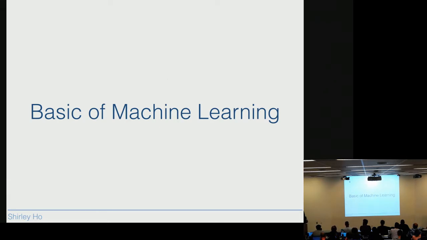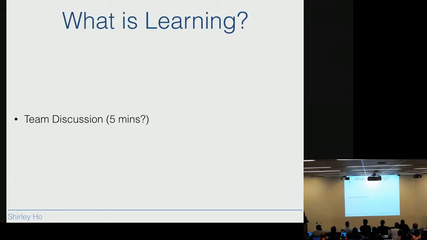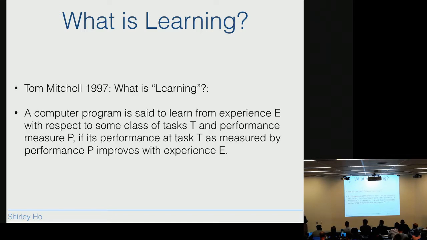So let's do some basics of machine learning. What is learning? We're not going to do the discussion because we don't have that much time. But what is learning? This is something you should ask yourself. What is machine learning? What's learning exactly? Tom Mitchell, who was the machine learning department chair at Carnegie Mellon until recently, asked the same question, and he defined it this way. A computer program is said to learn from experience E with respect to some class of tasks T and performance measure P, if its performance at tasks in T, as measured by P, improves with experience E, then it's learning.